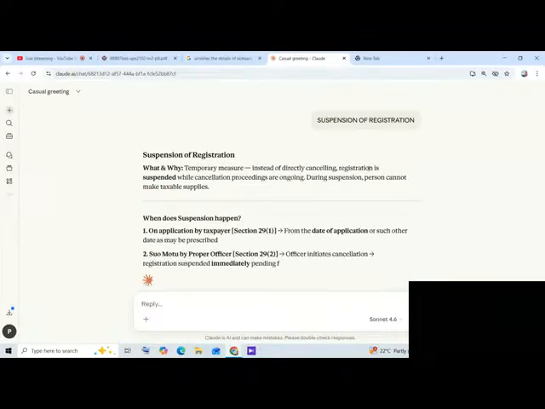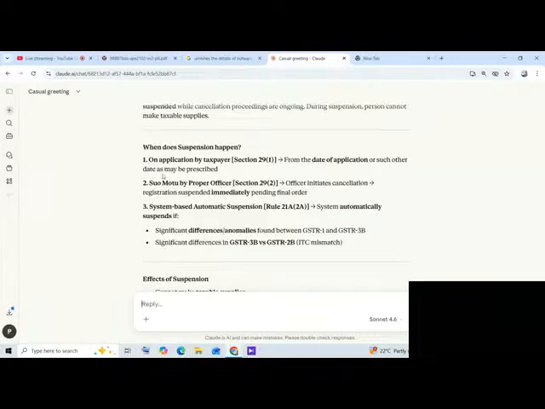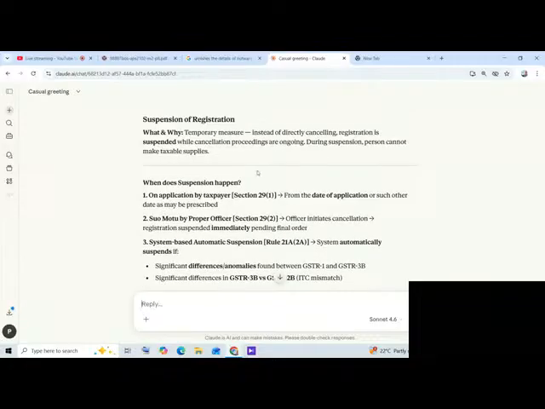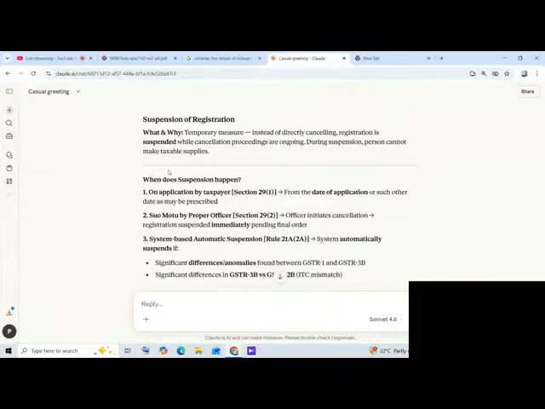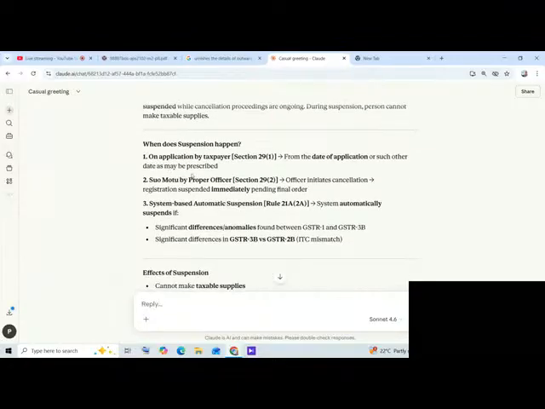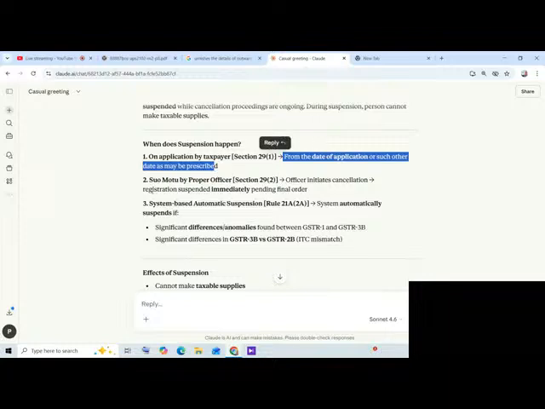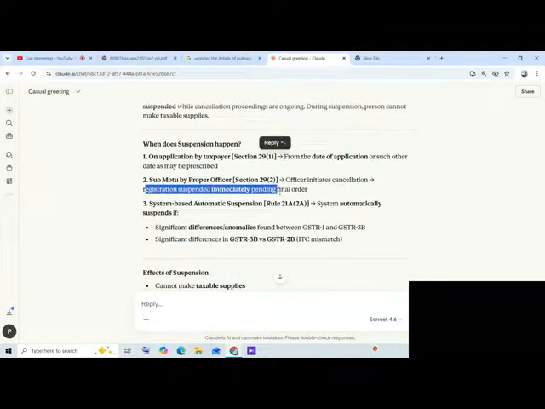Instead of directly cancelling, registration is suspended while cancellation proceedings are ongoing. During suspension, a person cannot make taxable supplies. When does suspension happen? On application by the taxpayer, from the date of application or such other date as may be prescribed. Suo motu by the proper officer: the officer initiates cancellation and registration is suspended immediately pending the final order.